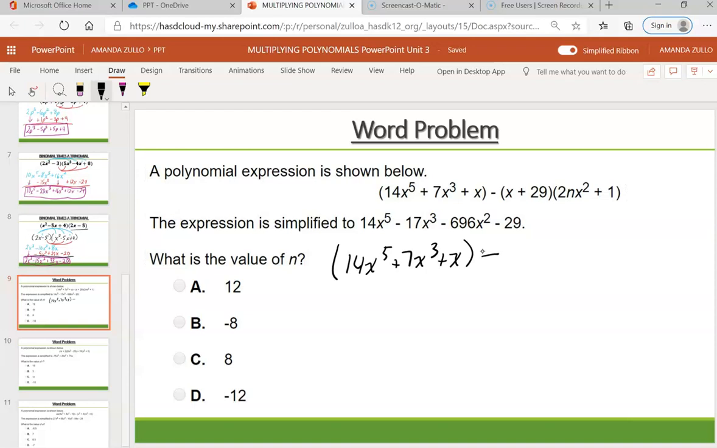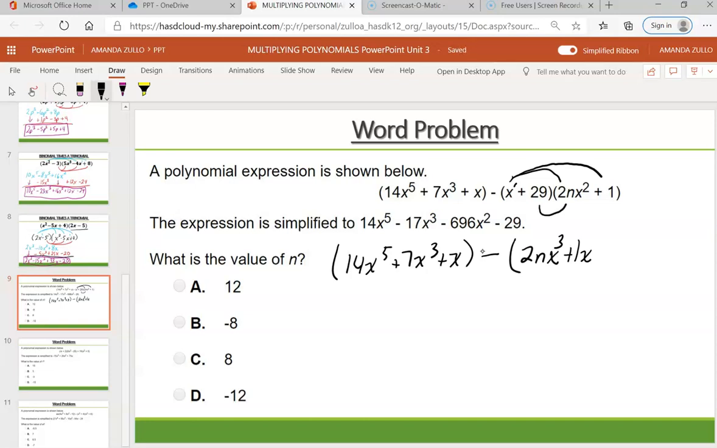Now over here I'm going to FOIL. I'm going to keep it in parentheses though. I have x times 2nx^2. So keep your 2 and your n out in front. Then all you deal with is x^1 times x^2, so that's x^3. Okay? Then again, you have your x^1 times your positive 1. So x times 1 is 1x. Now I'm done with x. I'm on to my 29.